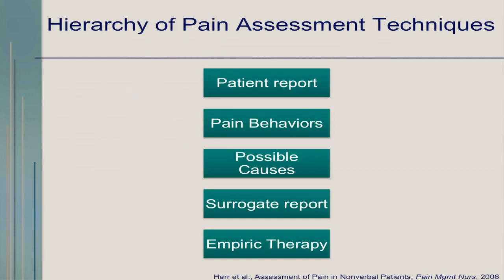In 2006, Herr et al. published a guide to the assessment of pain in nonverbal patients, identifying the patient report, pain behaviors, possible causes, surrogate report, and empiric therapy as the key elements of a high-quality pain assessment. We will explore it here in the broader sense of pain assessment, regardless of cognitive impairment. With the exception of the patient report, which should always be attempted first, these techniques may be used in any order.